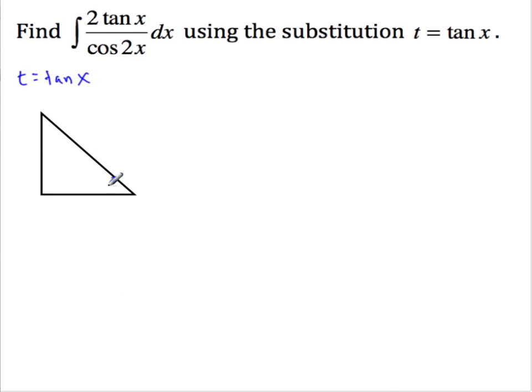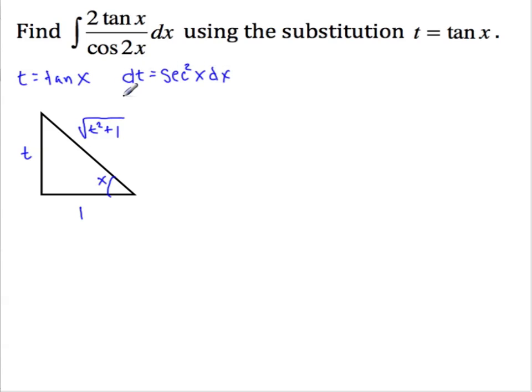So if this is x, that's our angle x, then tangent is opposite, which is t, divided by 1. There's just a 1 down there, so that's a 1. So then we have this as the square root of t squared plus 1. Okay, so now we have dt is equal to secant squared x dx.